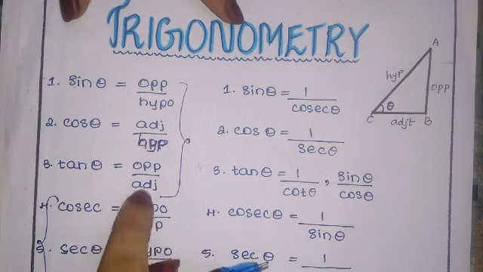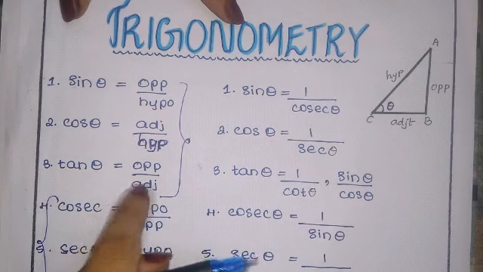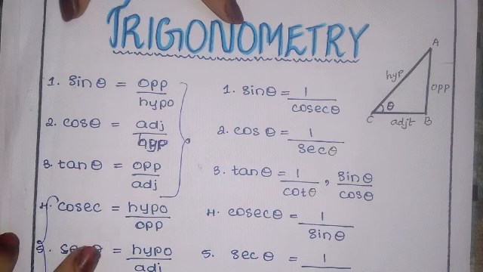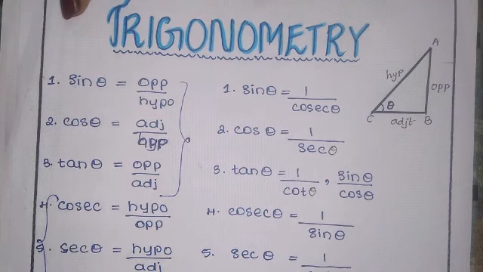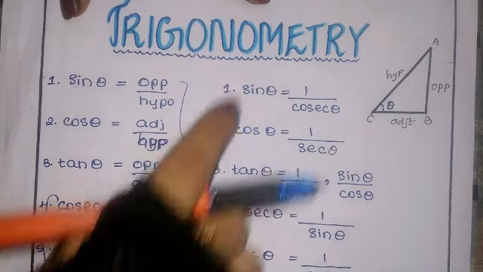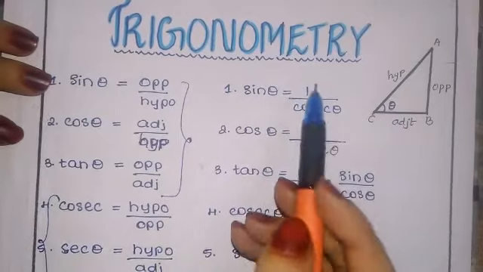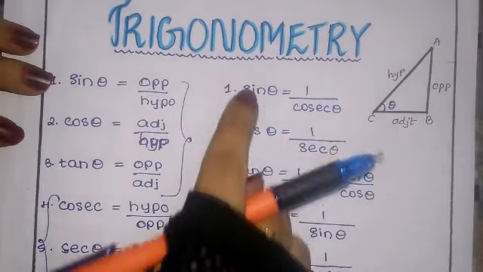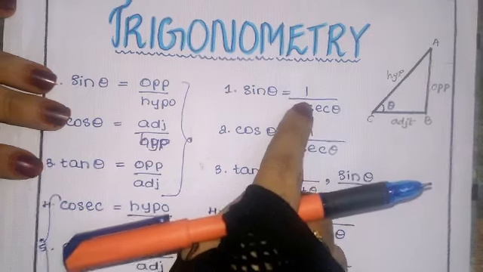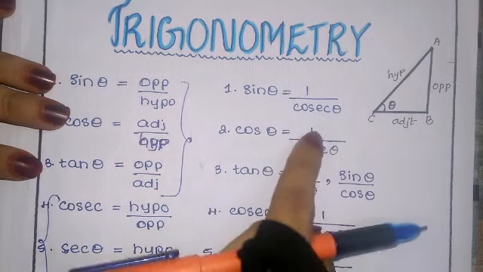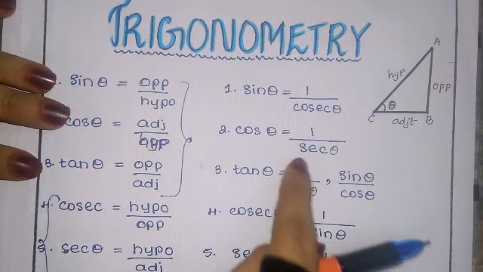Like that, tan is opposite upon adjacent, cot will be adjacent upon opposite. This is very important. If you don't know this, you will not be able to solve the problem based on this. Now, the reciprocal ratios, which are very important. Sine theta is nothing but 1 upon cosec theta, cos is 1 upon sec, tan is 1 upon cot.